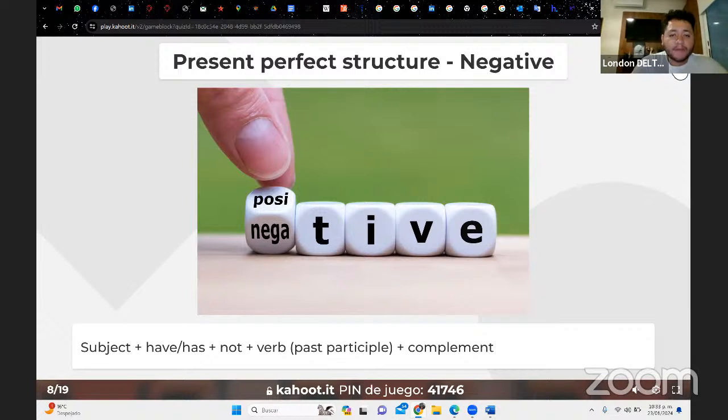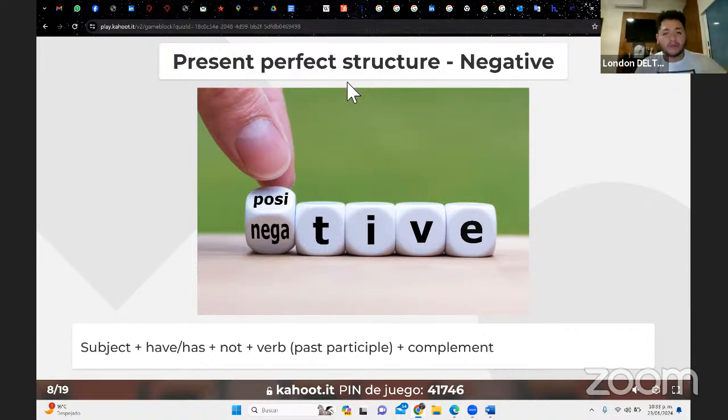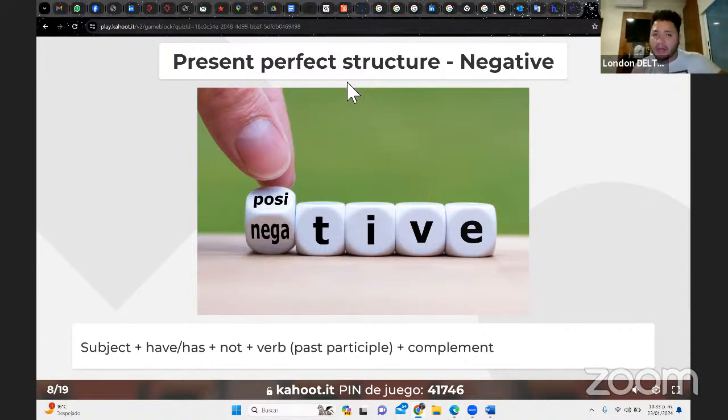So this is what we do. The negative is very easy. So you only add not, pero es importante, el not va después del auxiliar. ¿Cuál es el verbo auxiliar? Have or has. You just add the word not, and it has some contractions. How will you pronounce the contraction that is have plus not? Si yo no quiero decir I have not, ¿de qué otra forma lo puedo decir?